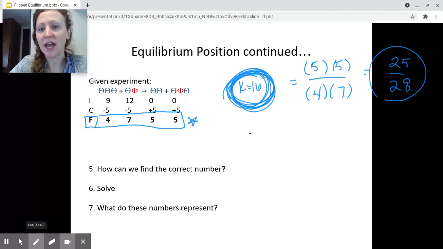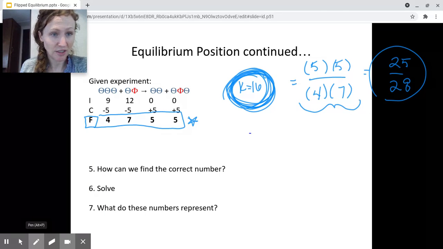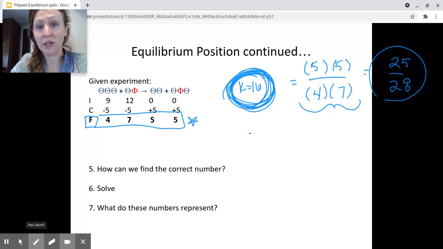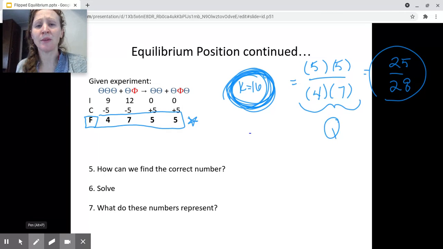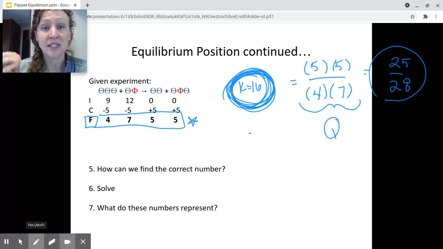So if we ever have amounts and we plug them into our law of mass action, and we don't get a number that's equal to K, then we can't call this fraction K. We can't call this ratio K. What we call it is Q. Q means we're using the law of mass action, but we're plugging in positions that are not equilibrium positions. So in this case, Q is less than K.